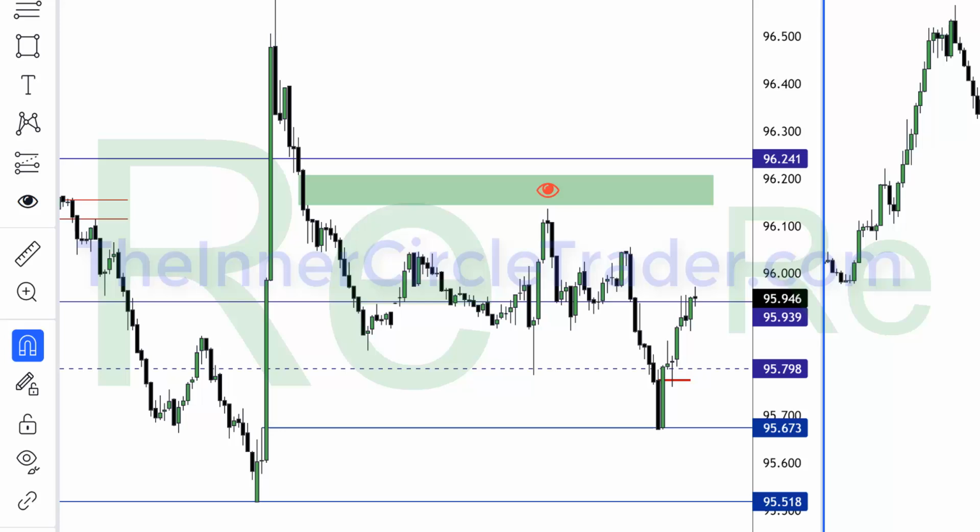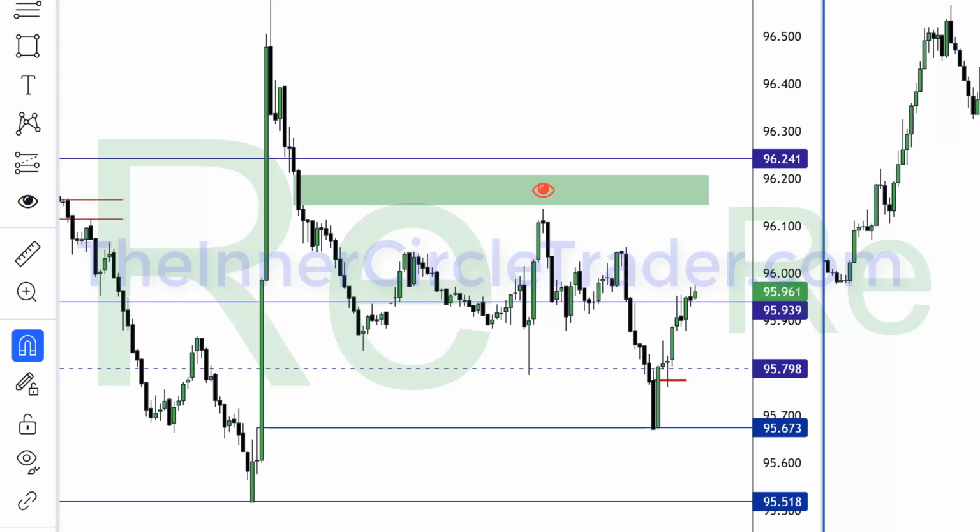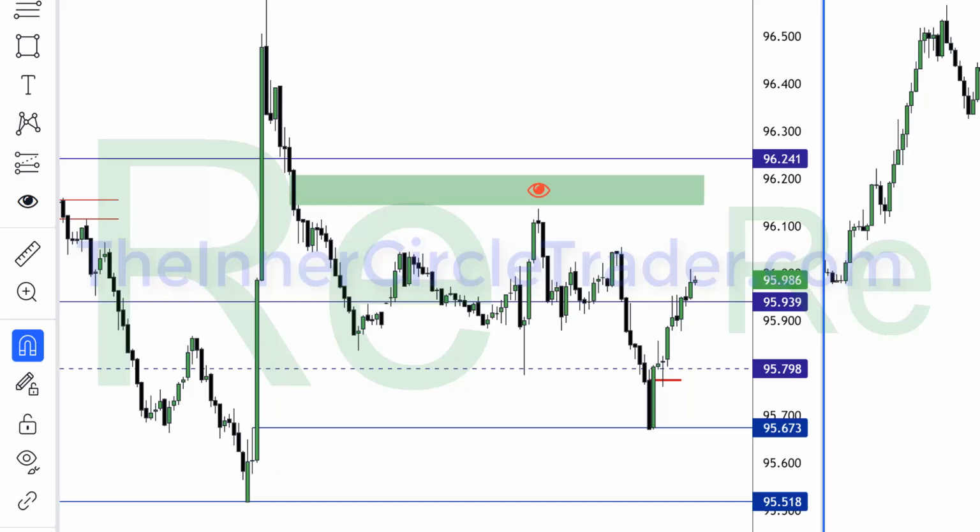There's liquidity resting right around the 96.05 level and then 96.10. There's a rejection block on that old intraday high and the fair value gap up above where I have the little eye icon.